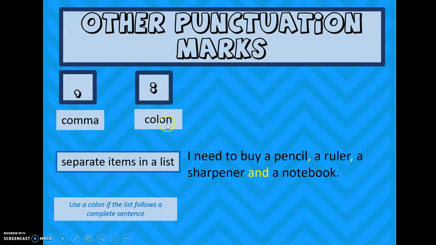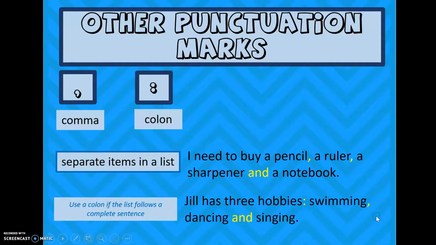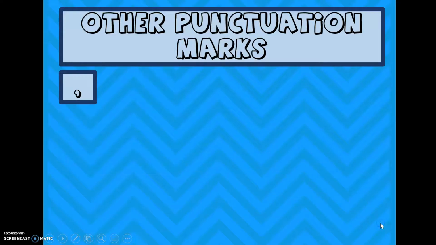And a colon is also used in a list. You use a colon if the list follows a complete sentence. For example, Jill has 3 hobbies: swimming, dancing, and singing. You could have put a full stop there, but because we're adding more information about the hobbies, we use a colon. Jill has 3 hobbies is a complete sentence on its own. That is why we would use a colon. Here, when they said, I need to buy a pencil, I need to buy is not a complete sentence on its own, which is why we did not use a colon there.